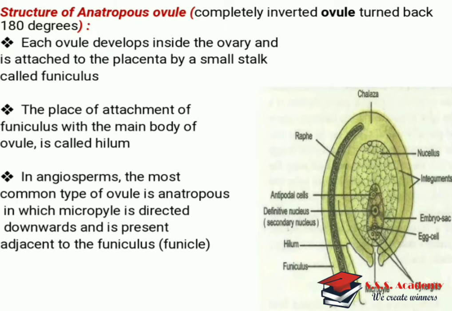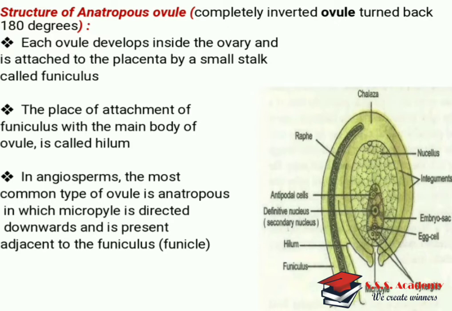Each ovule develops inside the ovary and is attached to the placenta by a small stalk which is called funiculus. If you observe at the downside there is a filament, onto which the ovule is placed. That stand like structure is called a stalk, the funiculus. The place of attachment of the funiculus with the main body of the ovule is called hilum. Next to the funiculus there is a hilum shown. It's the point where the main body of the ovule attaches to the funiculus.